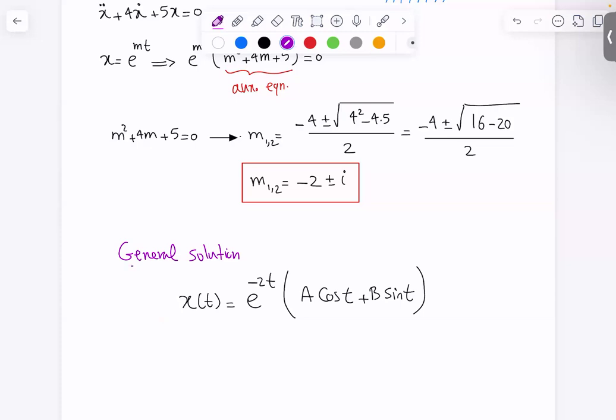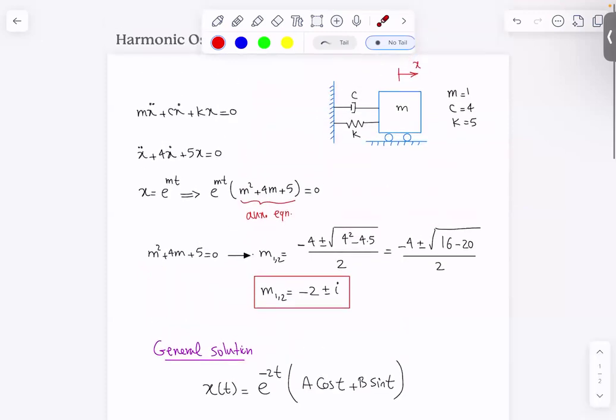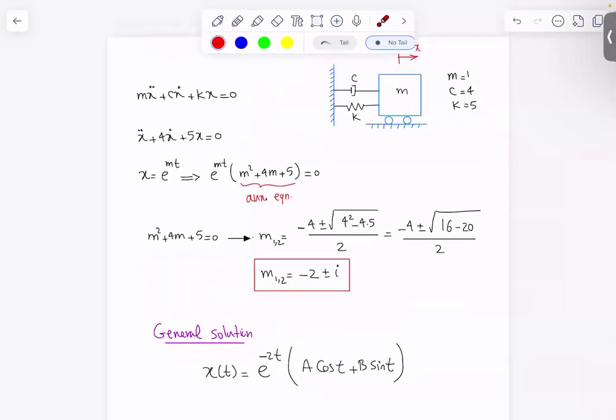Why do we call this the general solution? Well, because this is not one solution. This is a family of solutions. For any value of a and b, this will satisfy this equation, the differential equation of motion. So what is this specific problem we're trying to solve? Well, we need to know its initial conditions, okay? So let's go back to the problem statement and add that.